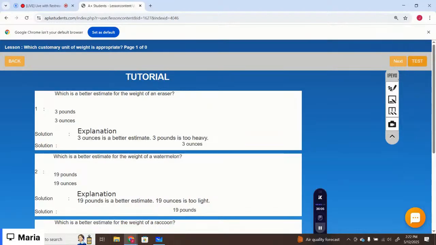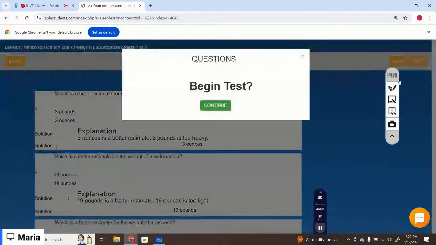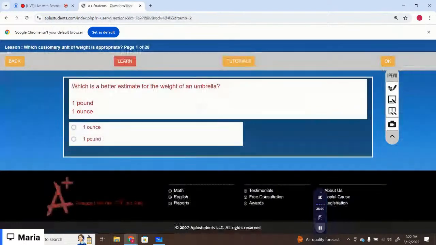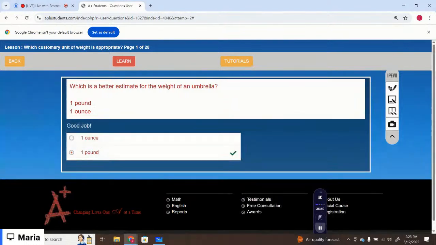Let's just start with the test questions. Which is a better estimate for the weight of an umbrella? 1 pound or 1 ounce. That is an umbrella, so that must be 1 pound. 1 ounce is too little for an umbrella, so that must be 1 pound.